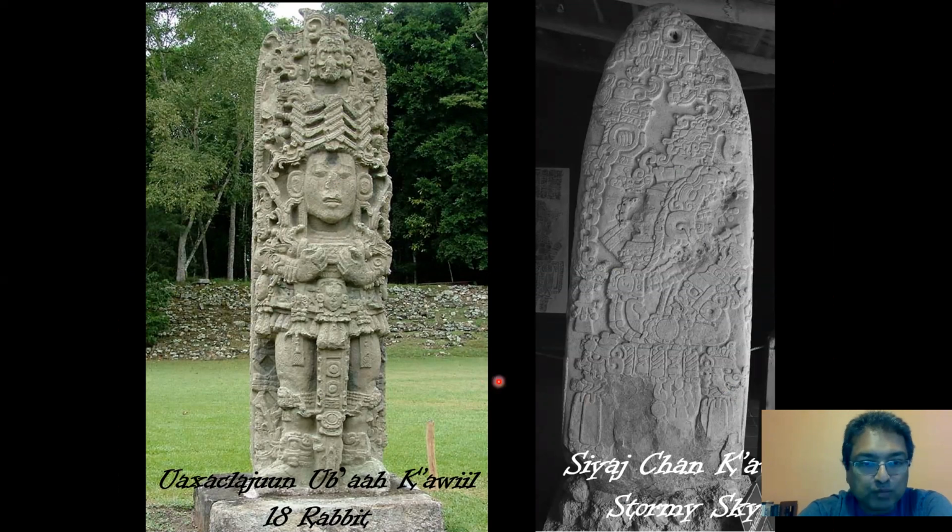Stela are carved stone monuments that generally have an image of a king and usually a text that tells you why he's being commemorated in this case. And there'll be a date that tells you when this happened and what he did.